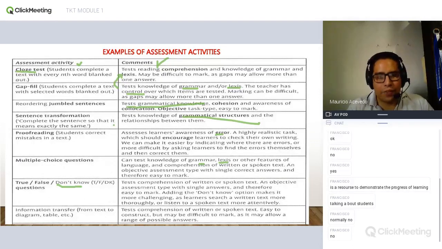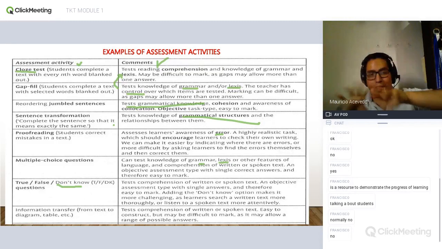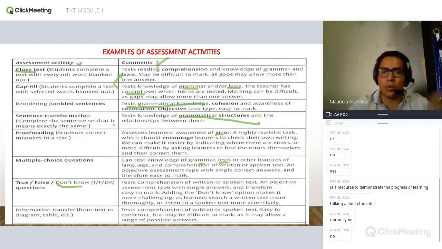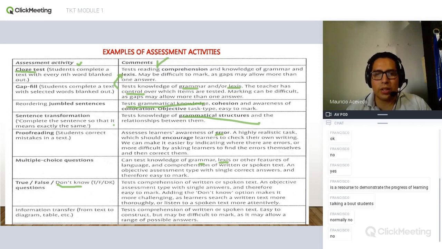And finally, information transfer from the text to a diagram or a table, like having some information and transferring that information into another form. So in this case, you can test comprehension of written and spoken text. Easy to construct, but maybe difficult to mark, as it may allow a range of possible answers. So it is good somehow, but it's also a little bit complicated to evaluate.